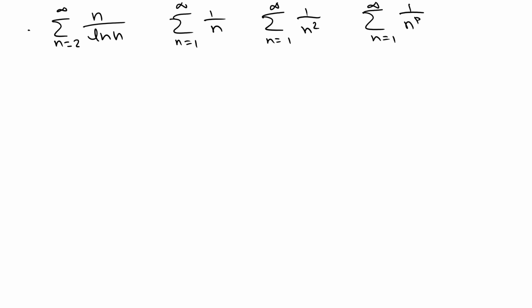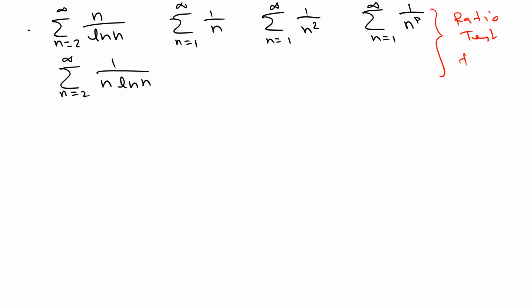And also if you try to use it for this one, the sum from n equals 2 to infinity of 1 over n ln n. Okay, for all of these the ratio test fails. That means don't try for these problems. The ratio test is not going to work. Good. For example, the last one, you can use the integral test.